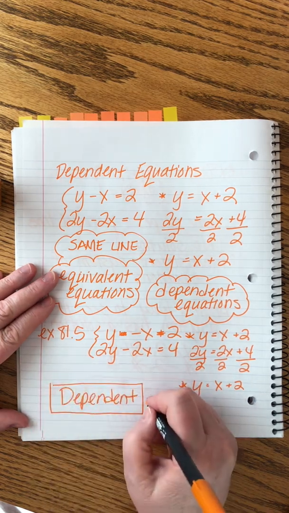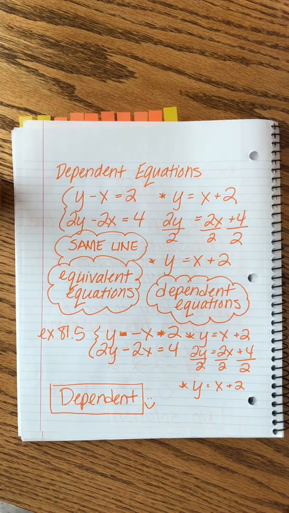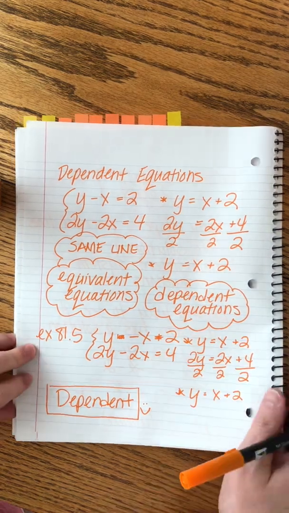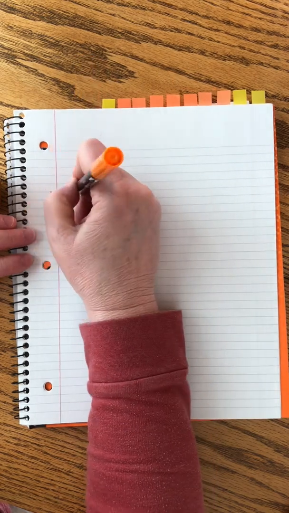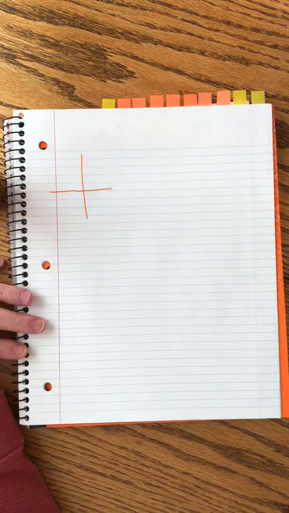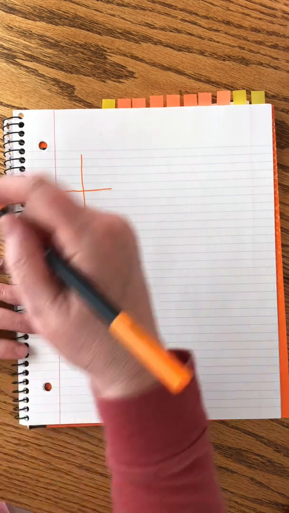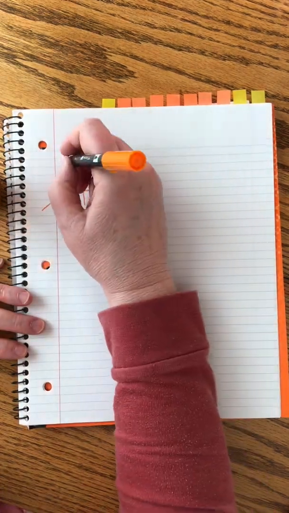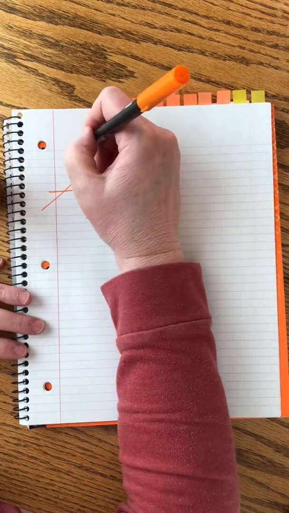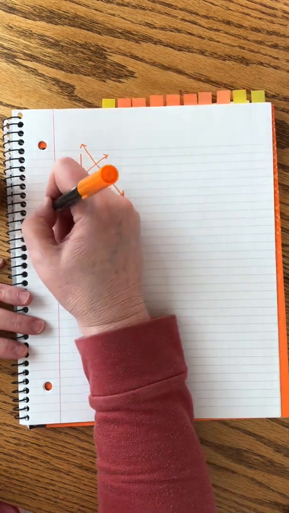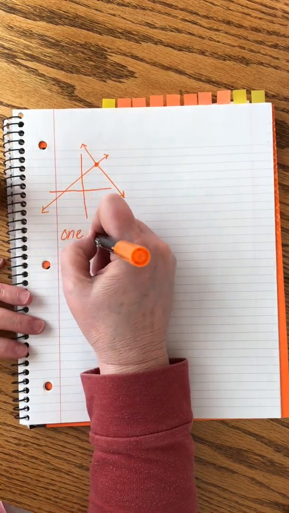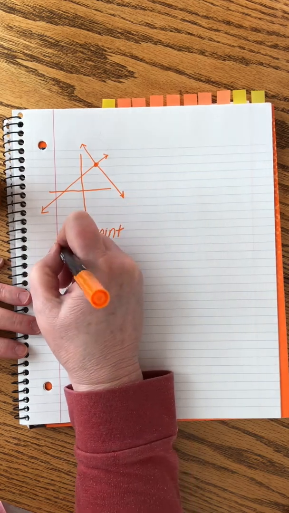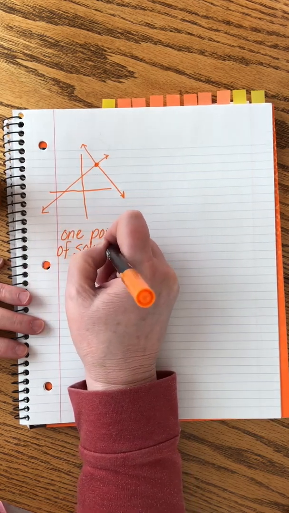And that's our answer. Okay? Now, what I'm going to do is recap the 3 different kinds of systems that we just looked at, and I'm going to do it by drawing simple pictures. The first kind of equations that we looked at just intersected. Let's pretend those are the 2 lines. They just intersected. They had one point of solution. That means they just crossed in one point.